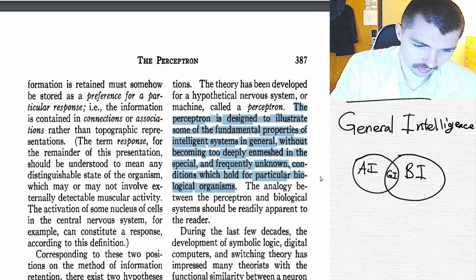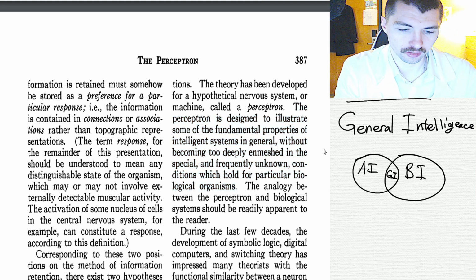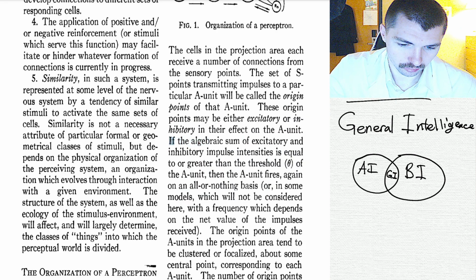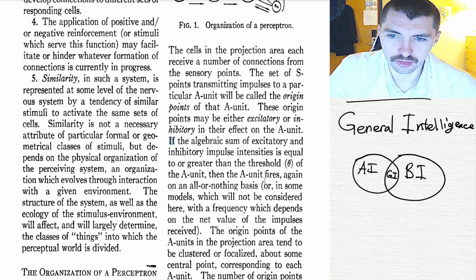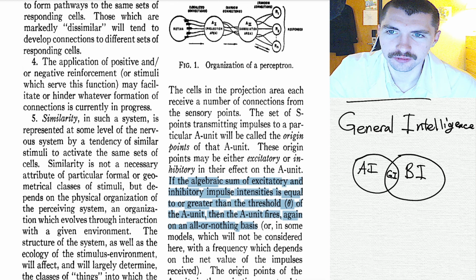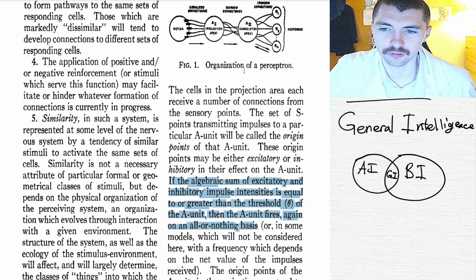So next quote I found. Okay, so all or nothing basis. I found this interesting. If the algebraic sum of excitatory and inhibitory pulses intensity is equal to or greater than the threshold theta of the A unit, so he's referencing this graph up here, then the A unit fires again on an all or nothing basis.